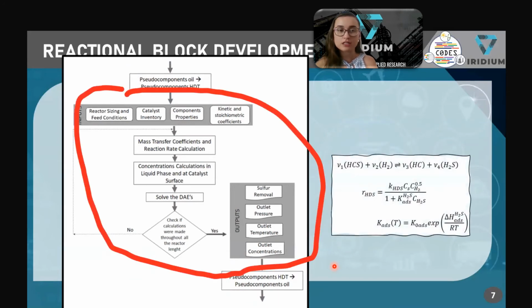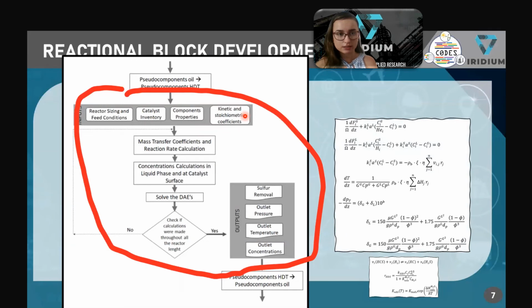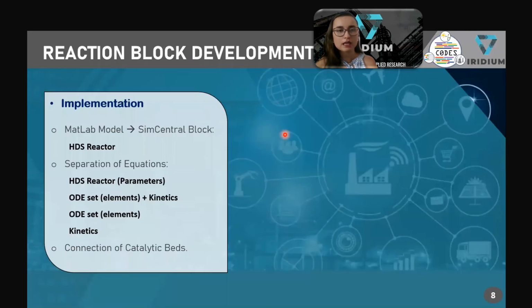Going back to the HDS block development, first of all, it is necessary to define the model inputs, such as reactor nominal conditions, component catalyst properties, besides all the information of the kinetics. This is the base for the mass transfer coefficients calculations and the solving of the needed balance equations to obtain the output concentration, outlet temperature, and component pressures.